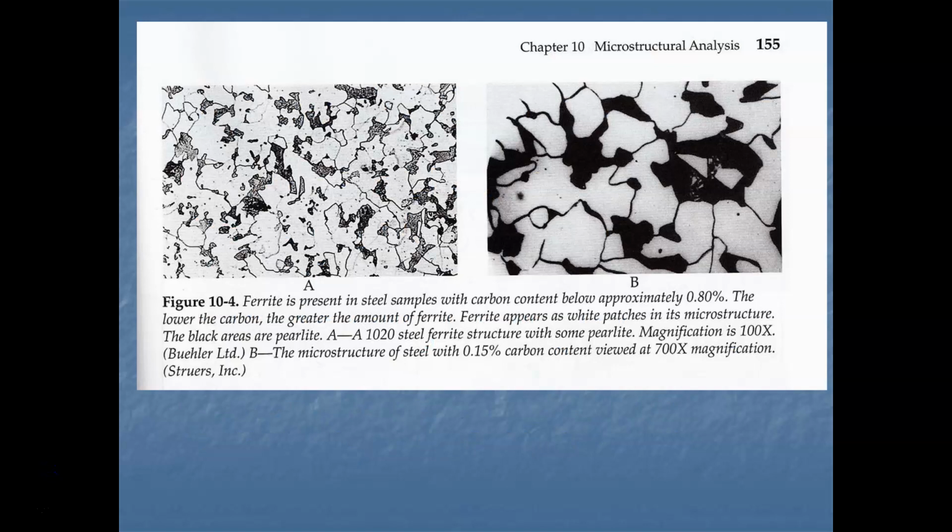Figure 10.4 that's in your book, ferrite and steel samples. Remember again that ferrite appears as white patches and the black patches are pearlite. Example A is 1020 steel, ferrite with some pearlite. Example B is 1015 steel viewed at 700 magnification.